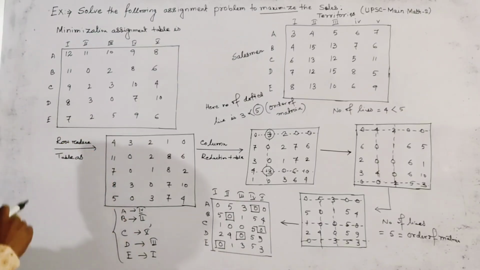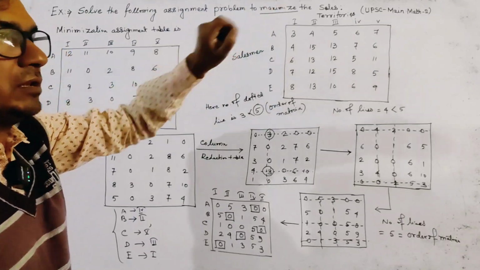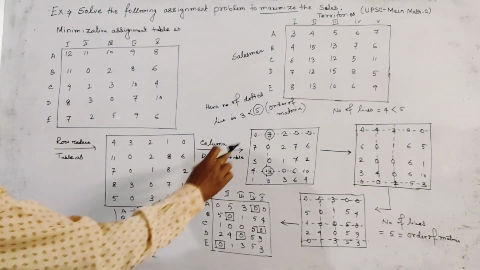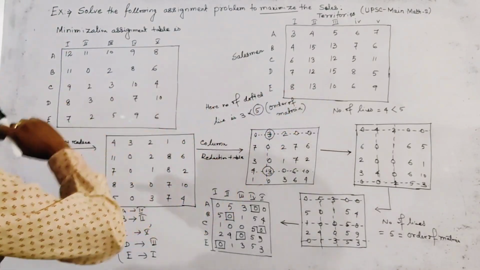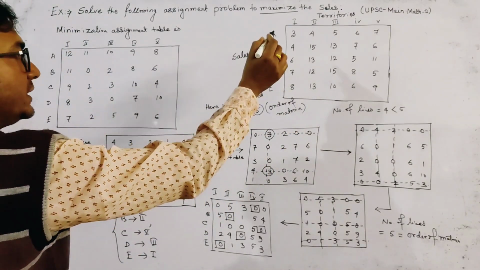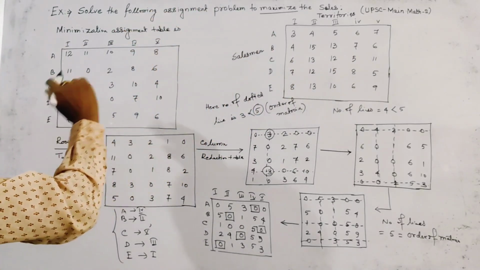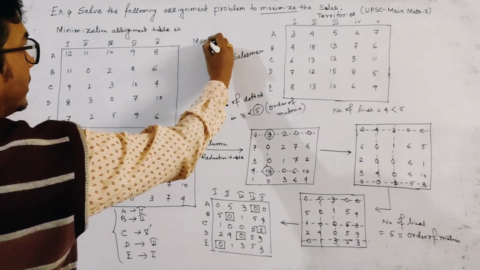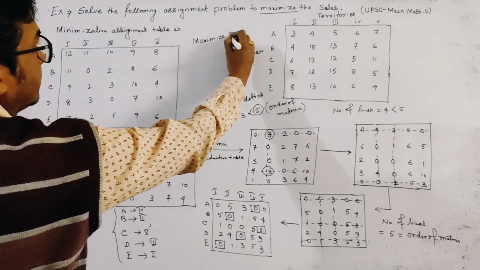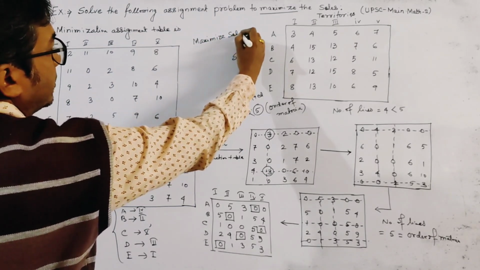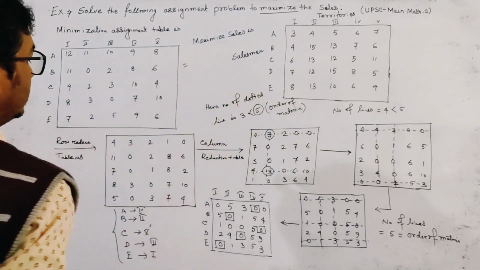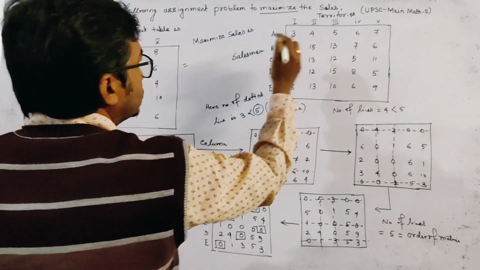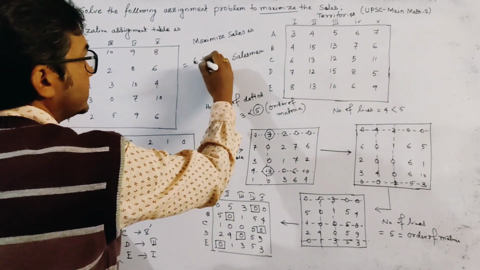Now we have to find the maximum cell. How to find the maximum cell? We find the maximum cell from the given table, not from the starting table, because we converted this table to minimizing type from maximizing type. So the maximized cell is equal to A to 4. So we assign here A to 4. Originally this is 6.